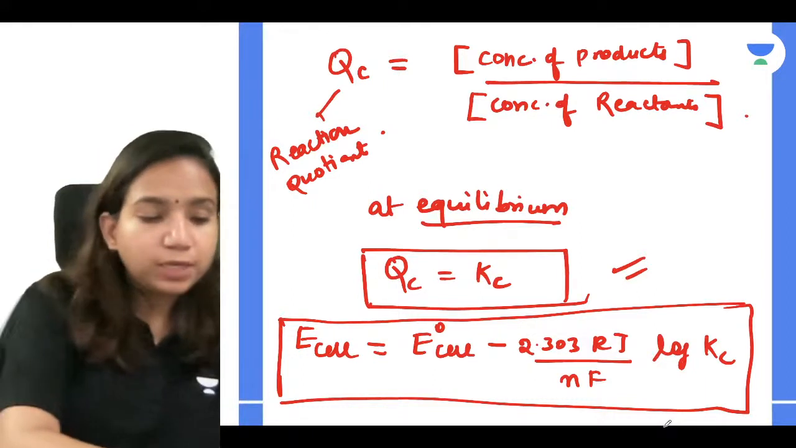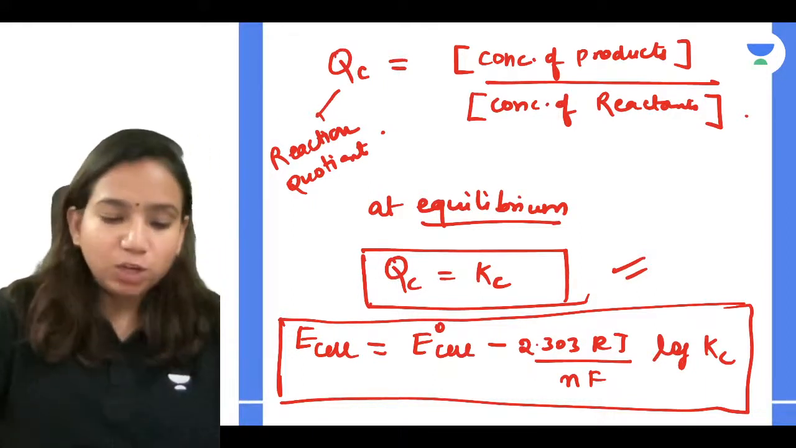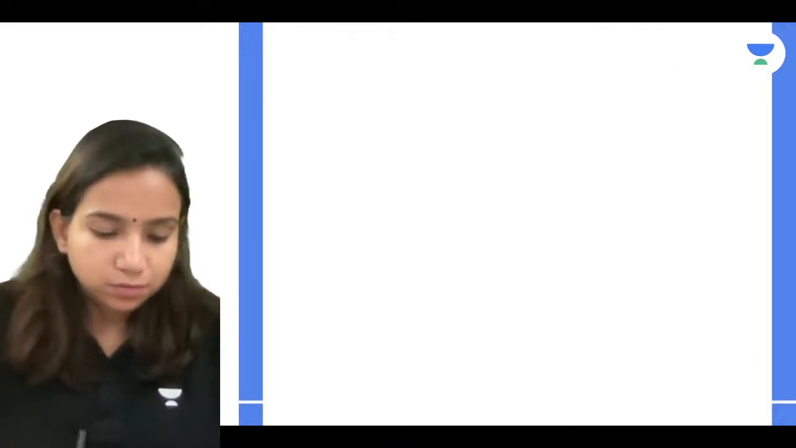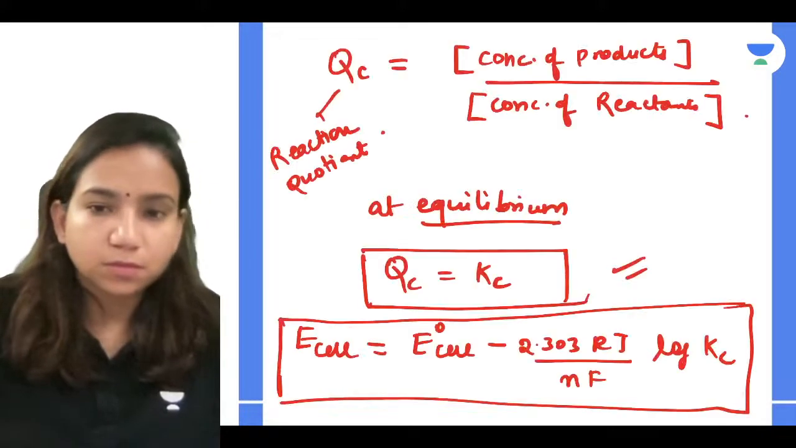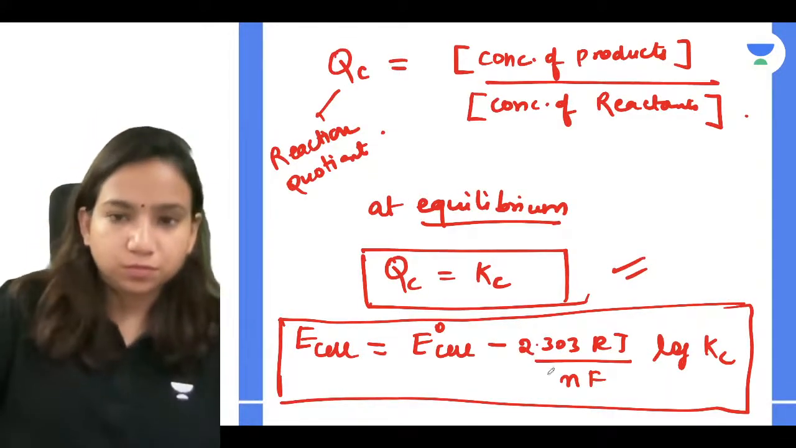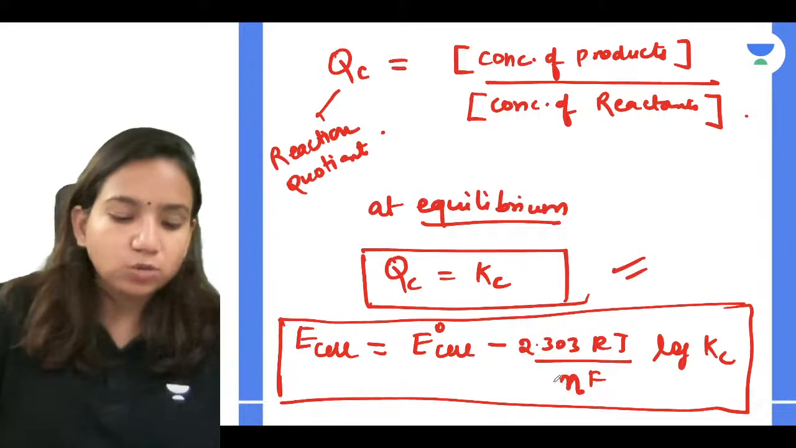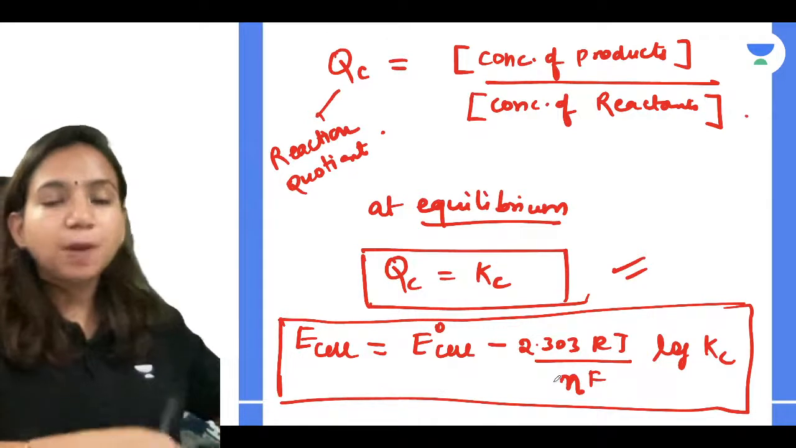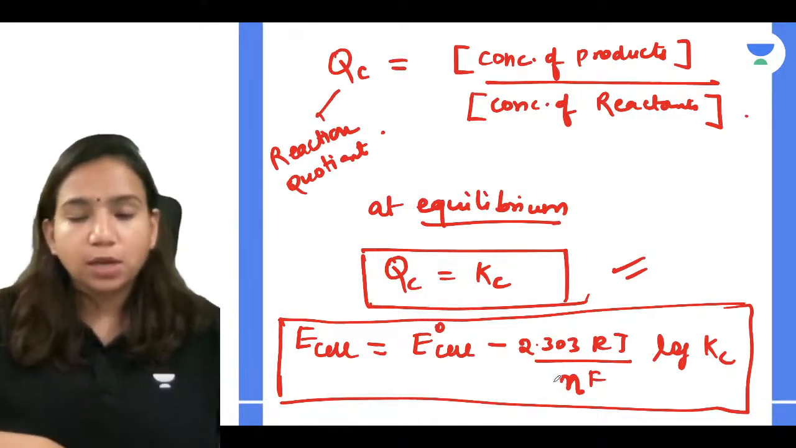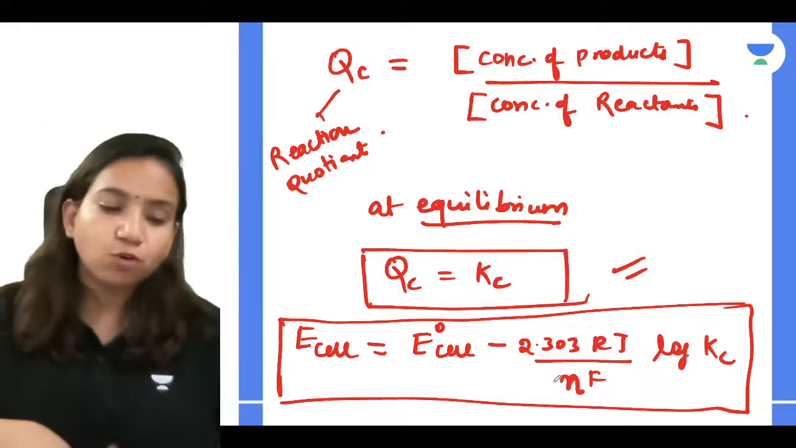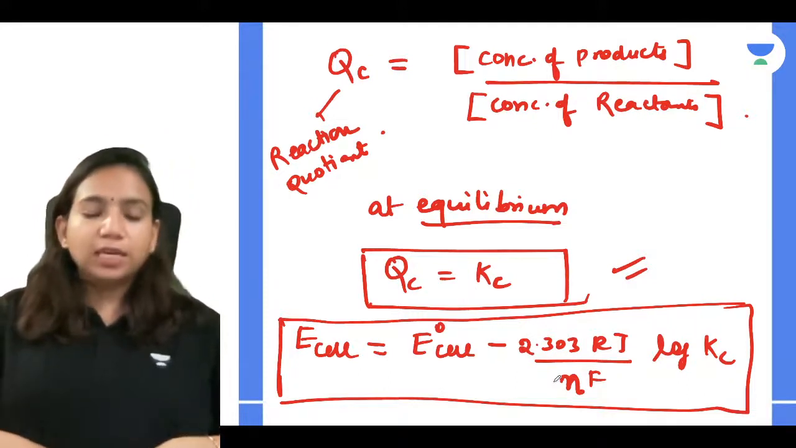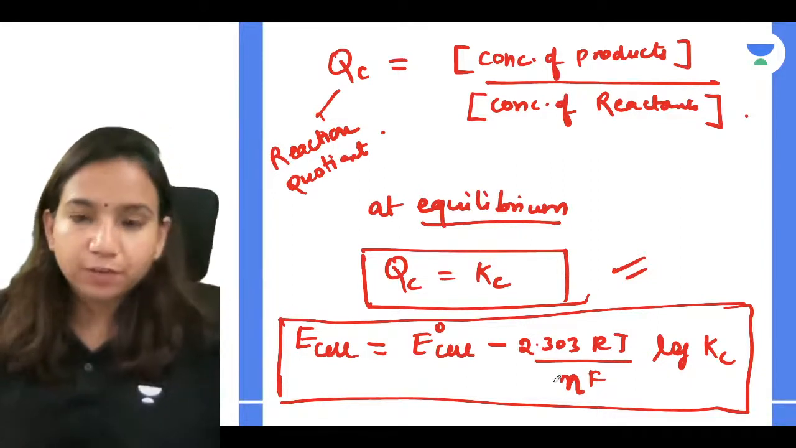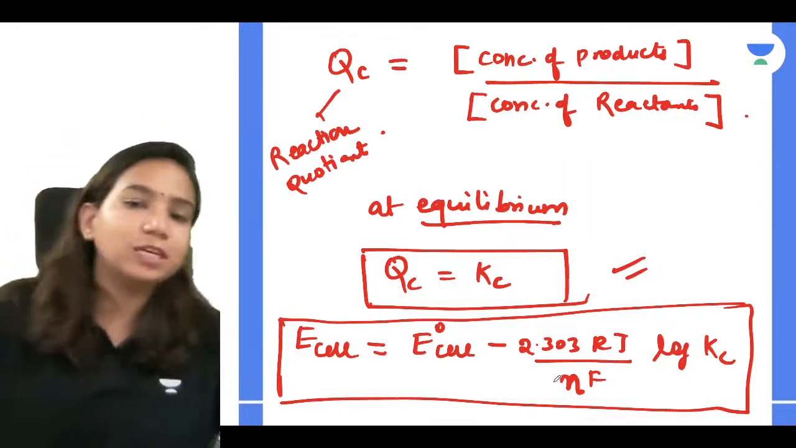Now always remember, in nF, this n is not always going to be 2. n depends upon the reaction, the number of electrons involved. In the earlier example we discussed for copper and zinc, n was 2. But in every other reaction, depending upon the reaction, we can get a different value of n. That's why we are keeping it as n only.